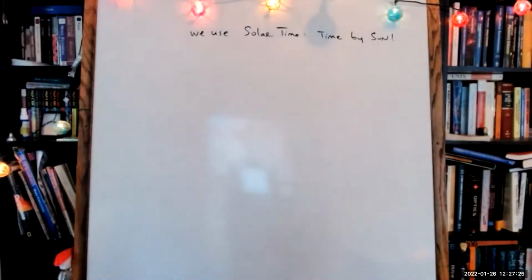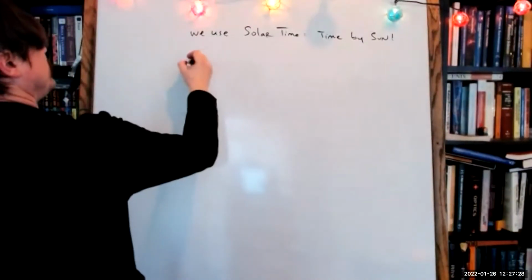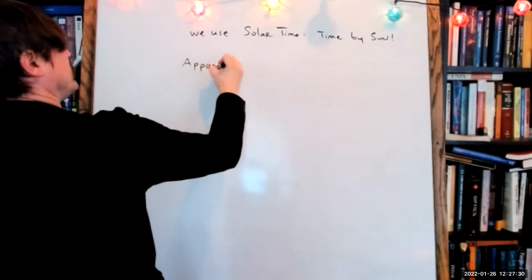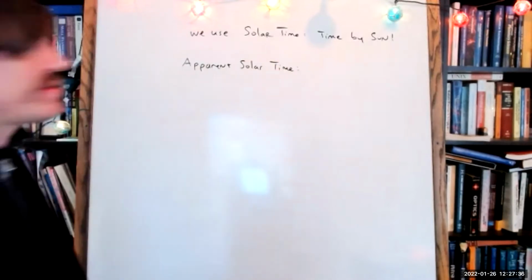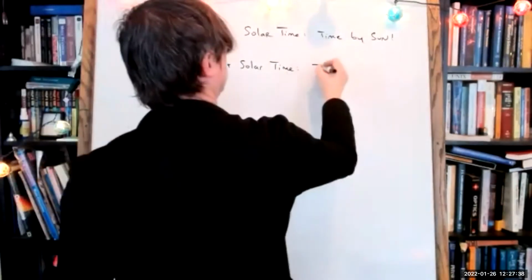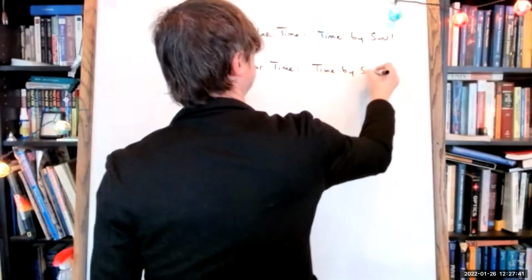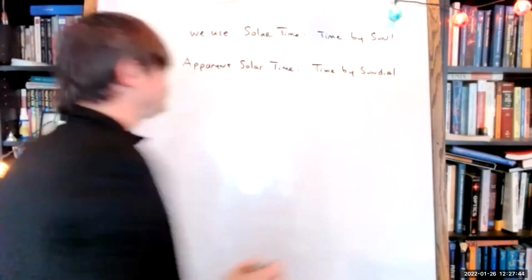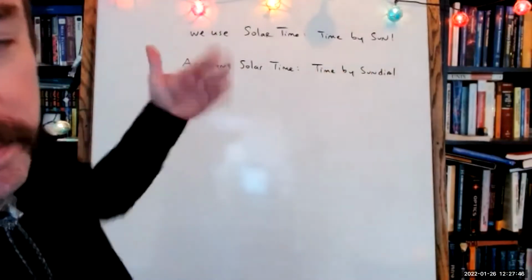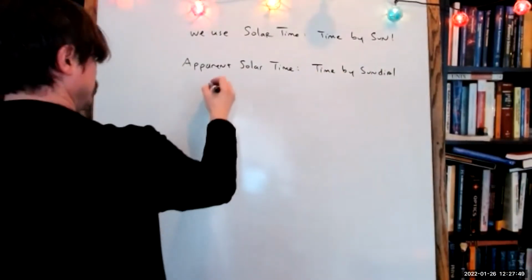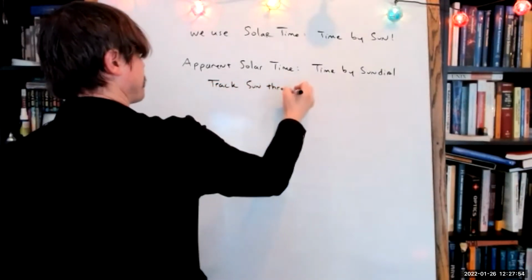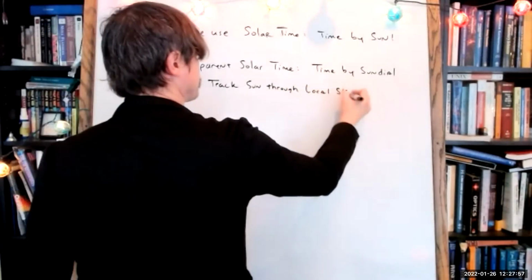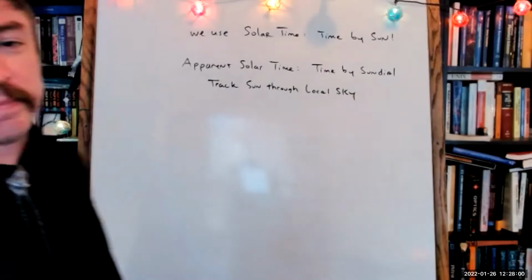There are actually two different ways to keep time by the sun. There's something called apparent solar time, and apparent solar time is basically time by a sundial. A sundial will track the motion of the sun through your local sky. Let's look at a pretty picture of a sundial, because everyone likes the pretty pictures.